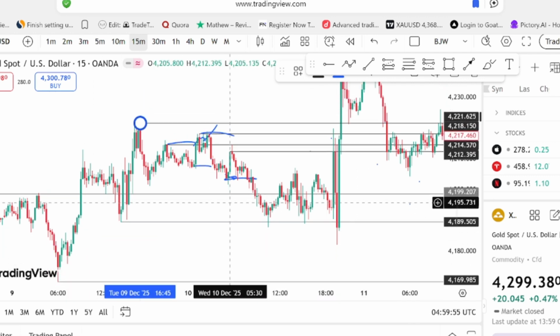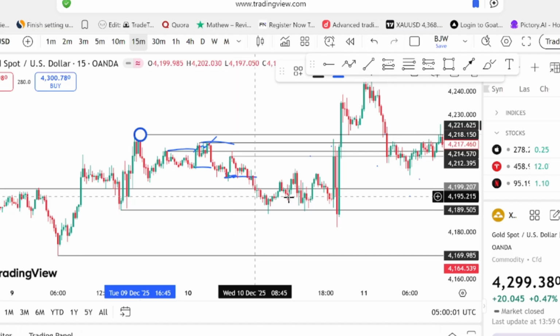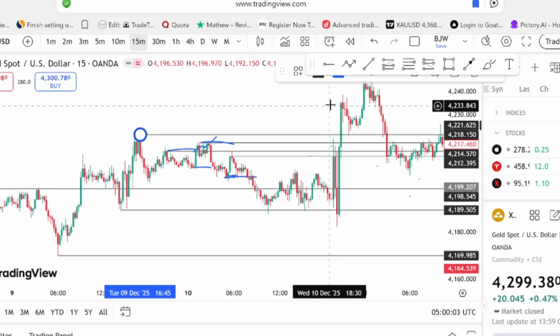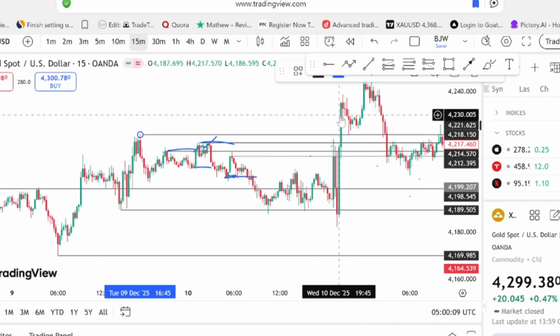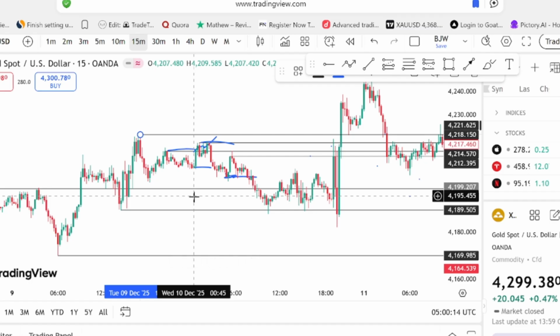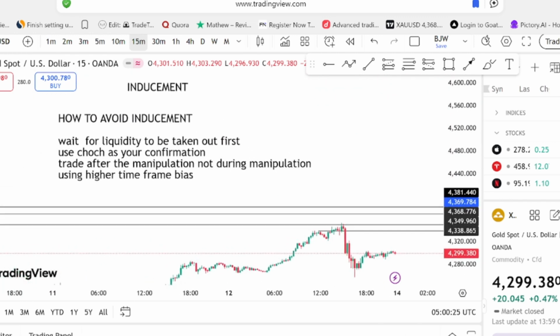And this is what I missed last Tuesday, when we had an FOMC, and then I saw this buy again, but I didn't enter the buy. I saw this buy, so immediately I bought to the zone actually, but I took profits, a very little profit right there. So for you to avoid all this, you must wait for liquidity to be taken out to avoid inducement. Like I told you guys, you must wait for what? Liquidity to be taken out first. Use change of character as your confirmation. Trade after the manipulation and not during the manipulation, and then use higher time frame.